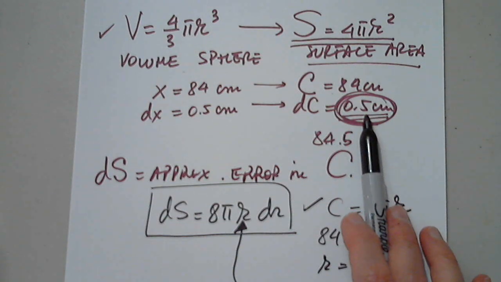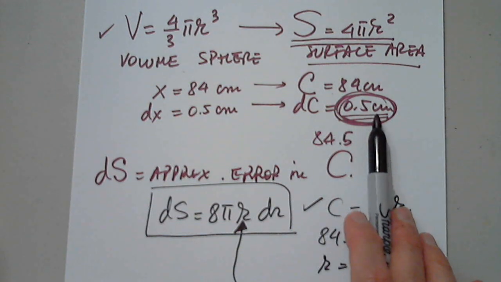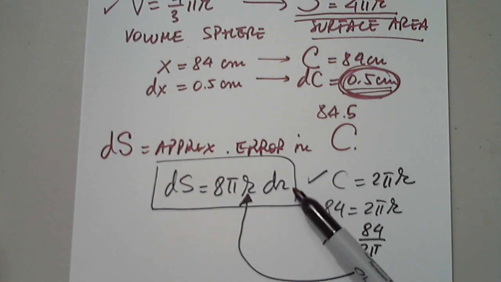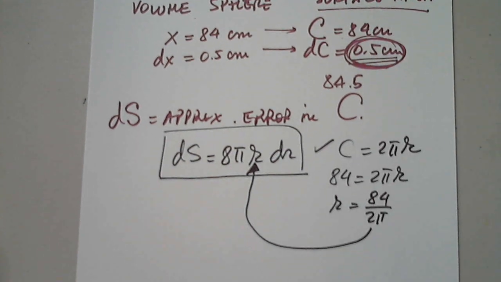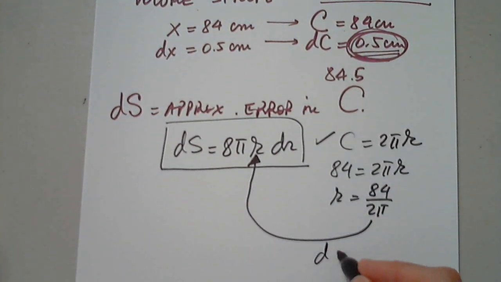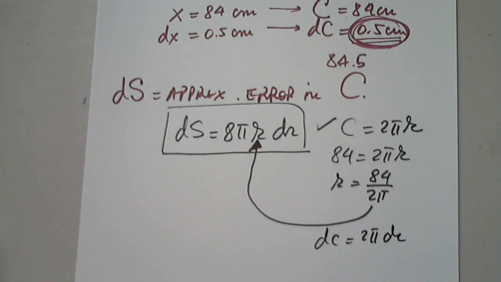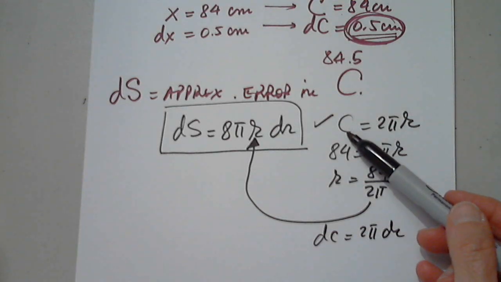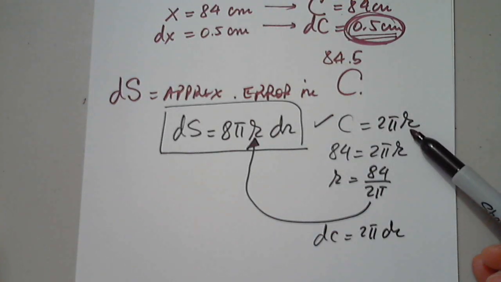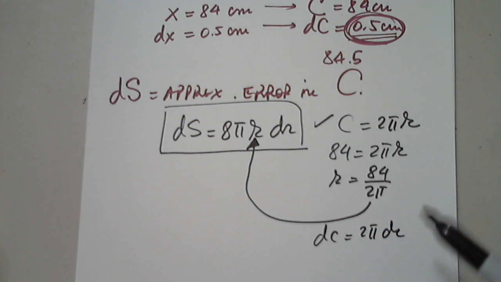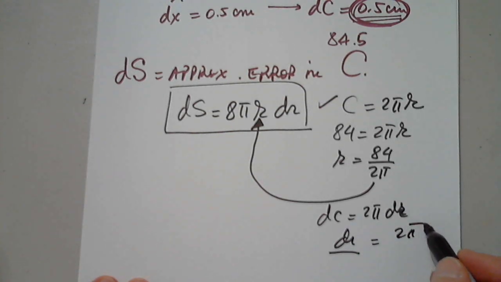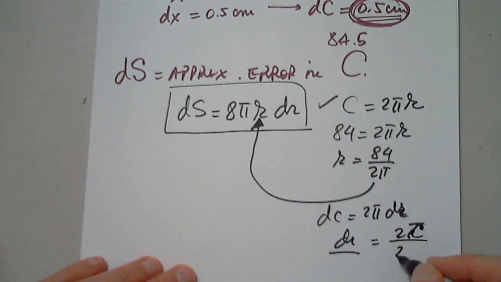And dc equals 0.5, right? So we have to determine dr. So c from here, we have dc equals 2 pi dr. When I differentiate to find the differential of c, I have 2 pi times r. R prime is 1, but I have to multiply by dr. And that's how I determine dr. So dr equals 2 pi, I'm sorry, it's dc over 2 pi.